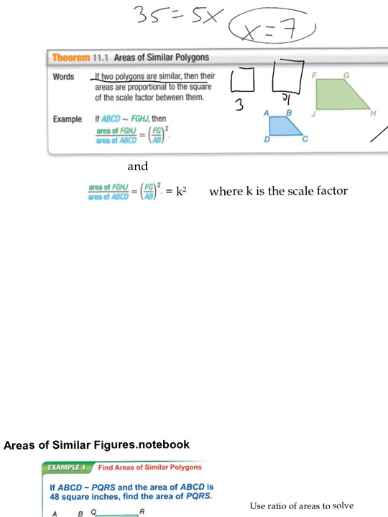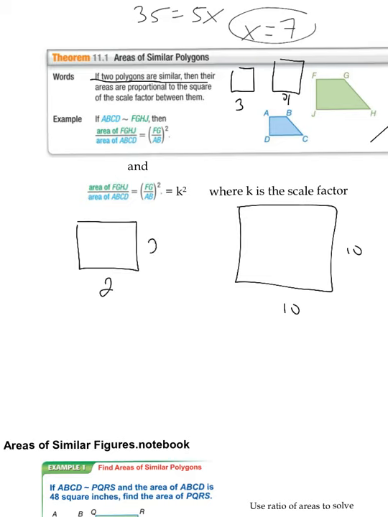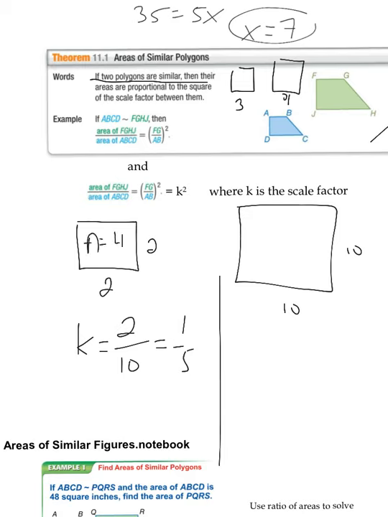So, can you imagine two squares? This square is 2 by 2. Imagine 4 equal sides, congruent sides, 4 right angles. And the bigger square will be 10 by 10. Do we agree that the scale factor for the sides, k, will be 2 to 10, which is 1 over 5? Now do me a favor, find the area of each. Do we agree area here is 4? Do we agree area here is 100?